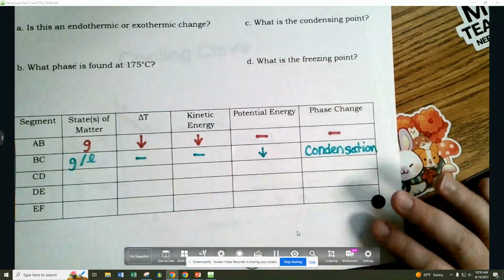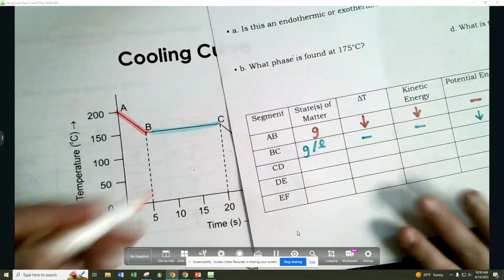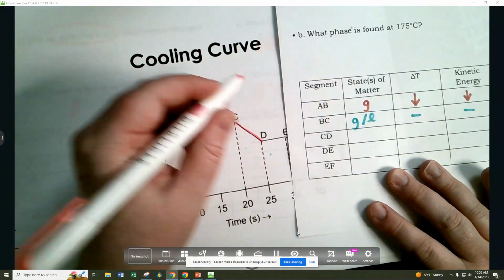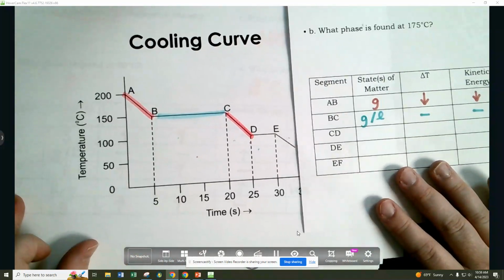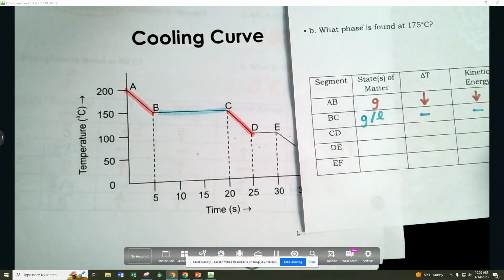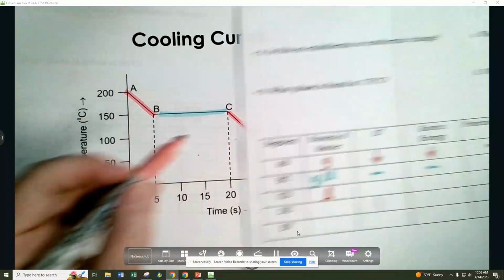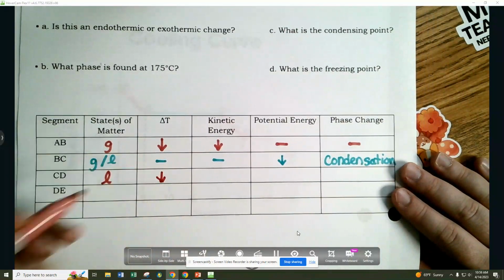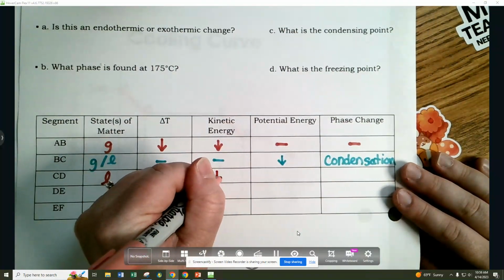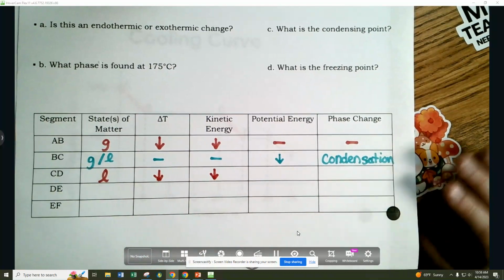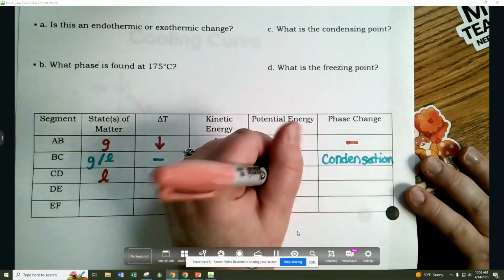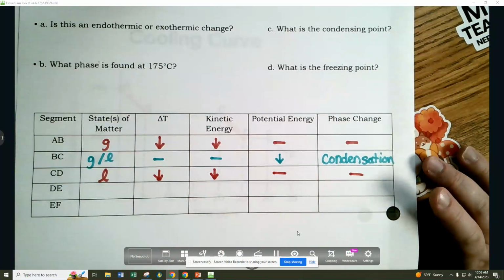All right. So we move back into another phase because we're back at a slope. So we look at segment CD. At segment CD, we're now fully in the liquid phase. Negative slope, temperature is going down. Change in temperature in the negative direction means that we are slowing the particles down, so less motion. That means no change in stored energy.